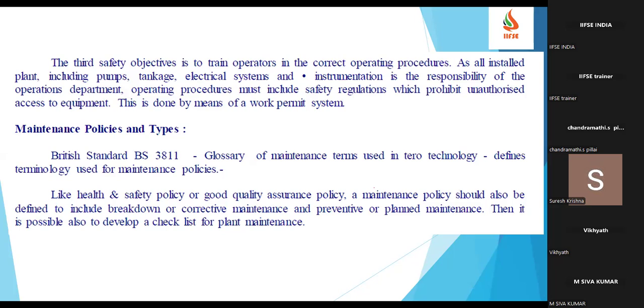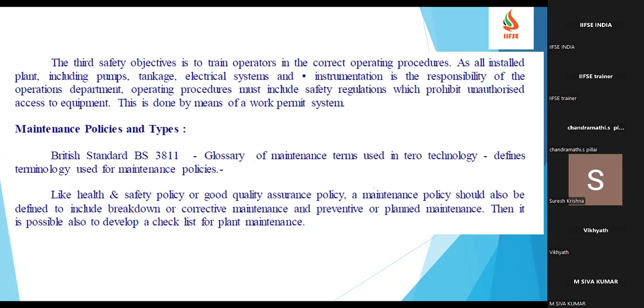Then maintenance policies and types. There is a standard, IS standard 3811 (the British Standard equivalent), which is a glossary of maintenance terms used for defining maintenance policies. Like health and safety policy and quality assurance policies, a maintenance policy should also be defined to include breakdown or corrective maintenance and preventive or planned maintenance.